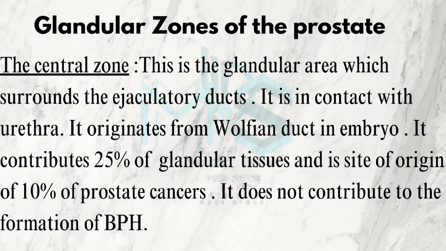Still under the glandular zone of the prostate, the next on the line is the central zone. This is a glandular area which surrounds the ejaculatory duct. So the area around the ejaculatory duct is what we are referring to. It is in contact with the ureter as well. That's true. It originates from the Wolffian duct in embryo.